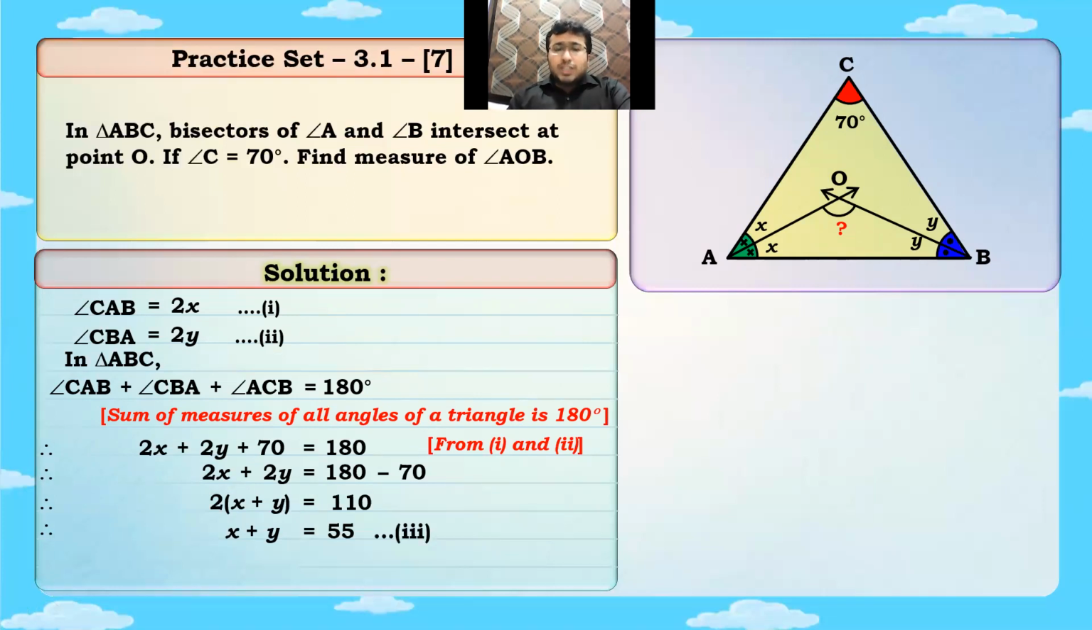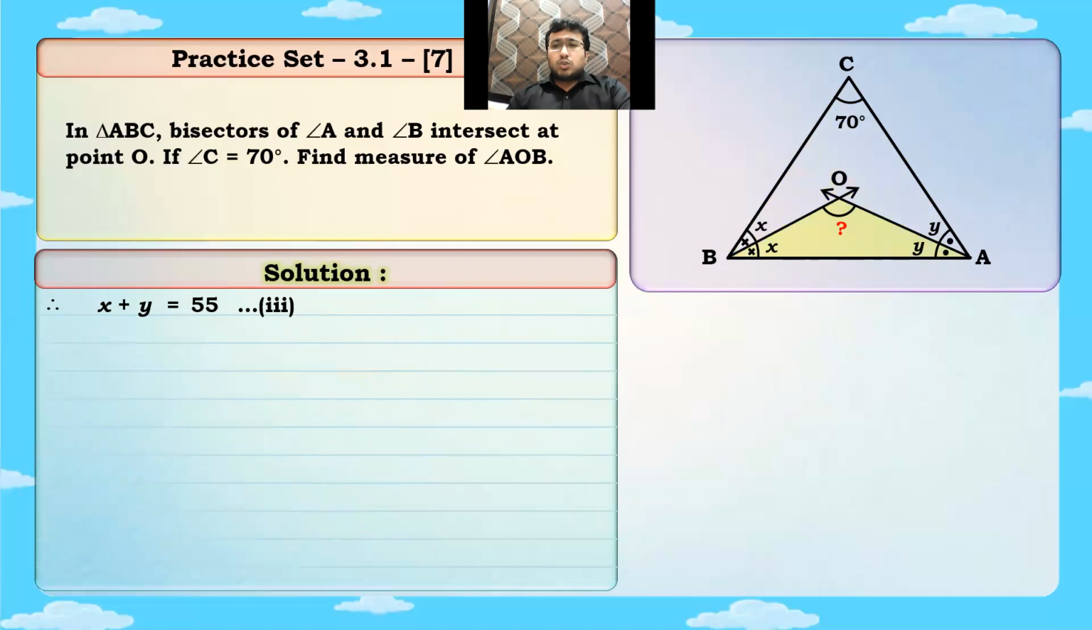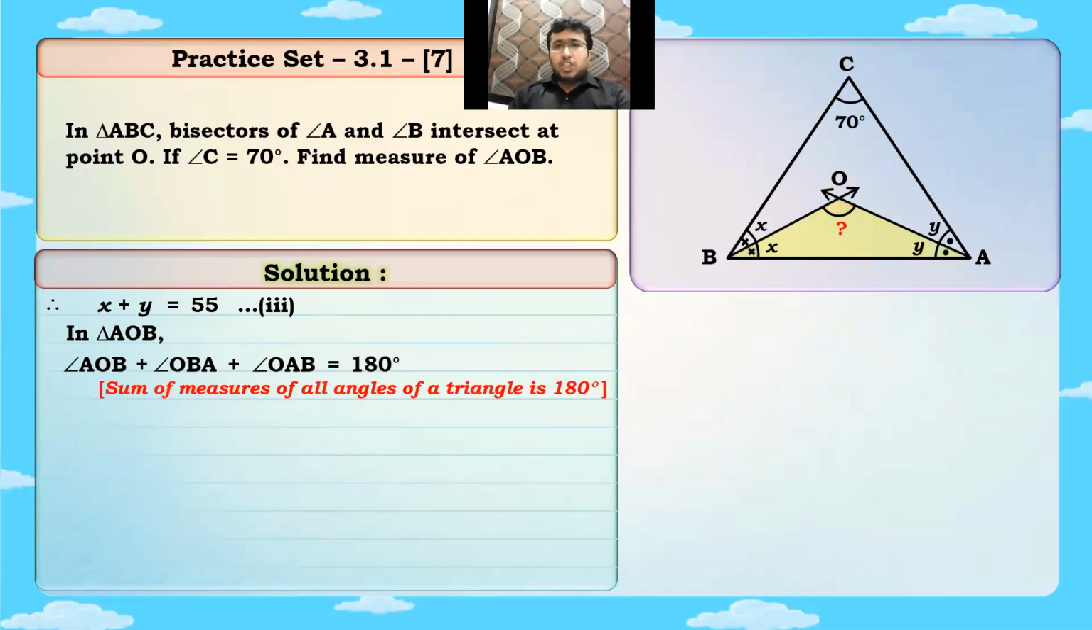So now students, we have got some information about x and y. What is that information? Angle x plus angle y, x plus y is 55. We are going to use this information to find the measure of angle AOB. So student, look at this smaller triangle AOB. We know in this triangle also, when I add all the 3 angles, the sum will be 180 degree. Sum of measures of all angles of a triangle is 180 degree.